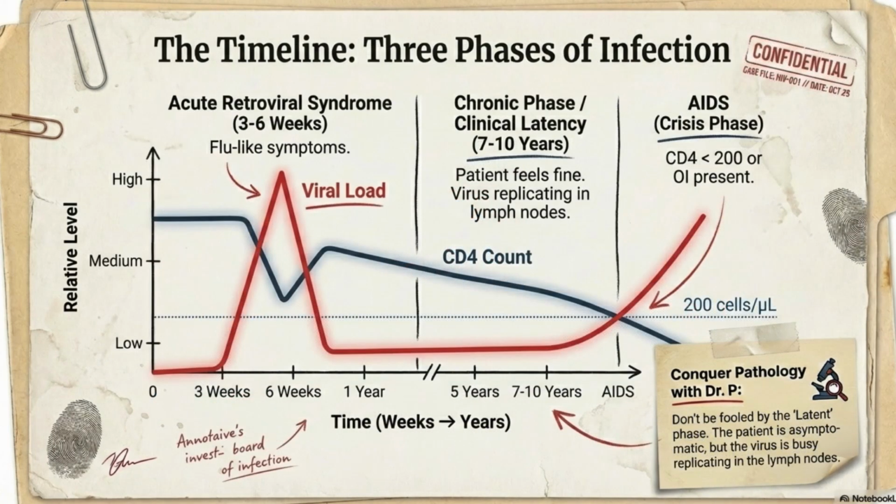Every crime has a timeline. Watch the CD4 count, the blue line, crash while the viral load, the red line, spikes. Acute phase. There is massive viral spike, the patient feels like they have the flu. Clinical latency. The suspect goes underground. The virus is replicating quietly in the lymph nodes. AIDS phase. The defense collapses, CD4 count drops below 200, and now the opportunistic infections move in.